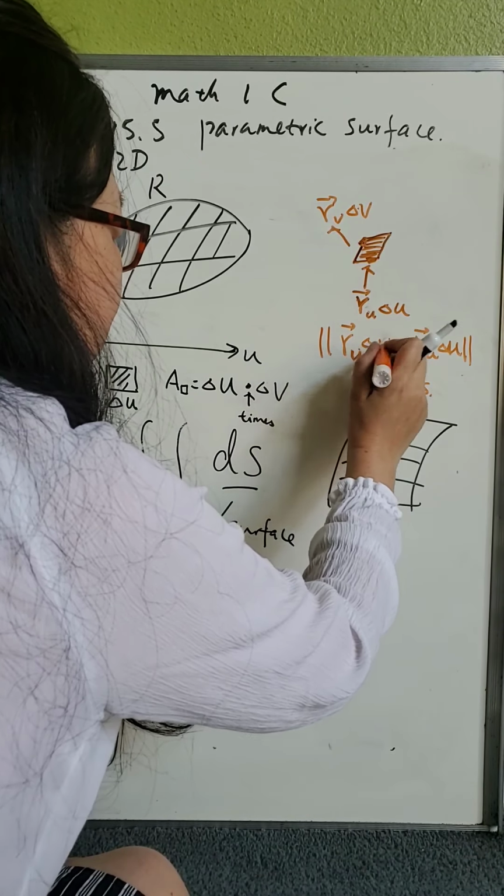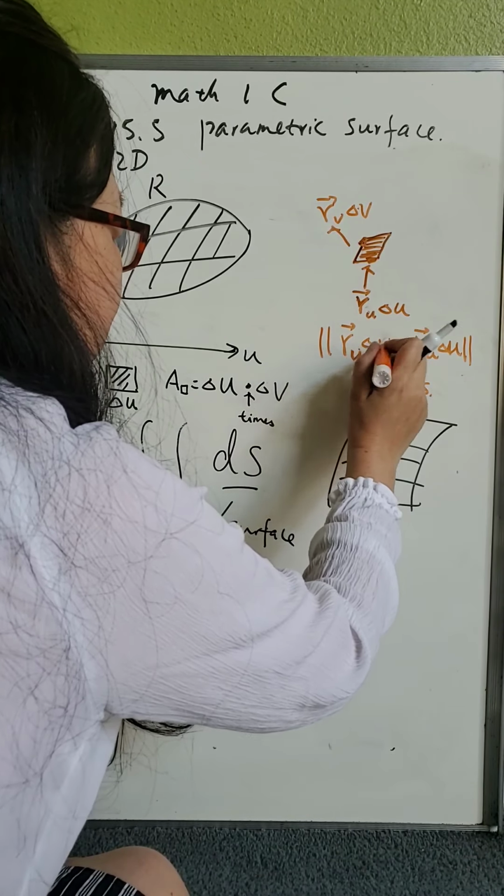When you do a bunch of them, that's when you become like here, and then a dA. So dA is just delta U times delta V. Okay, and then we factor out the delta U, and factor out the delta V, and then eventually it becomes like this formula. And so this is if G is not given to you.